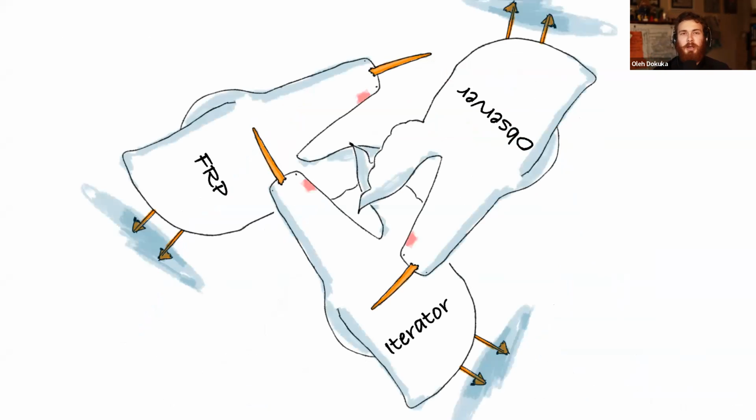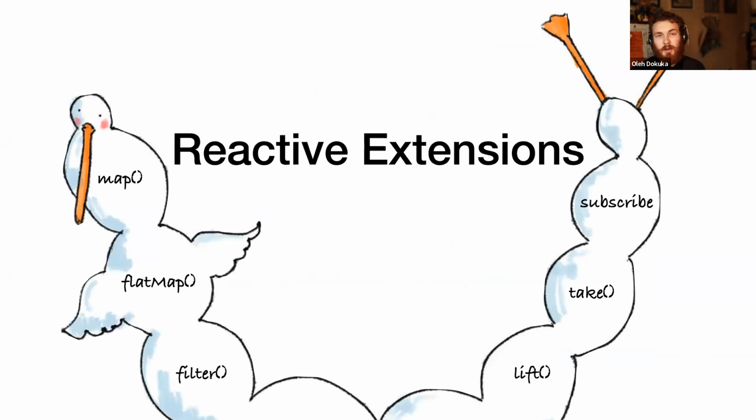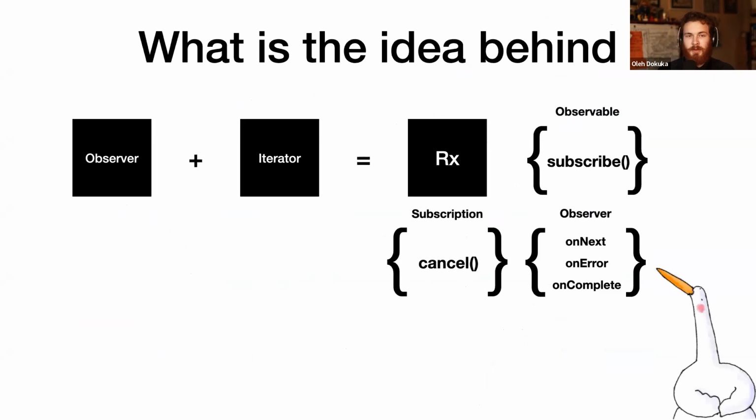So what Erik Meijer did was a combination of the iterator pattern, the observer pattern, and functional programming. And by doing so, he got something well known as reactive extensions, or Rx. So what is behind this idea? Basically, it's a combination of two patterns: the observer pattern, which is about the push model, and the iterator pattern, which is about collection processing.